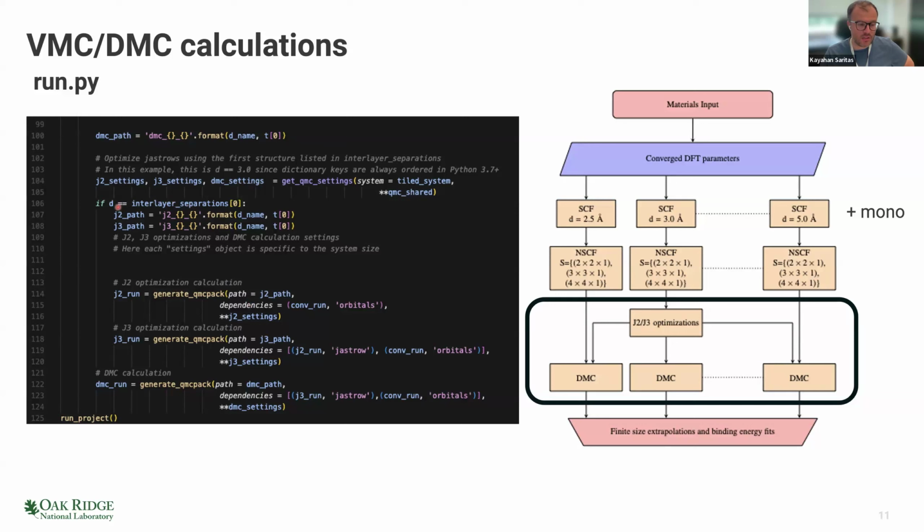But we are doing this calculation only if the interlayer separation is a specific value, which is the first 3.0 value we defined in the initial part of the script. So it performs the J2 optimization and then uses the J2 parameters as a dependency in the J3 calculation, and then the J3 calculation is done. So this object is stored throughout the largest loop that is going over the workflow, and then that J3 run will be used as a dependency for all the DMC calculations that you want to perform.